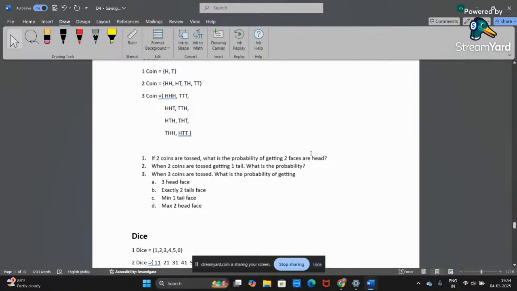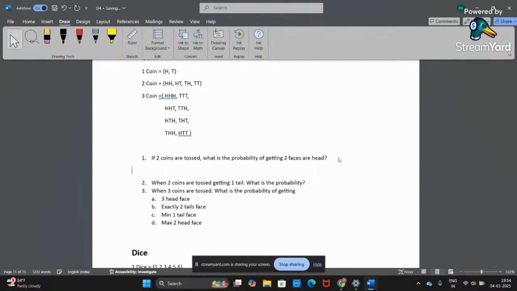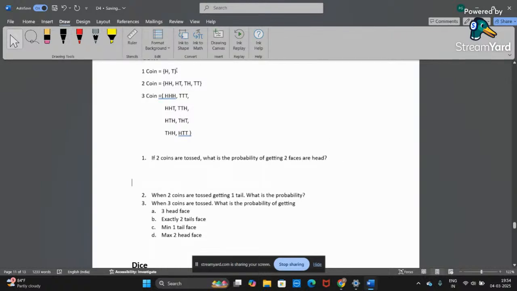Okay, let's solve the problem on this. When 1 coin is tossed, we have two possible outcomes. When 2 coins are tossed, then it's 4 ways, and when 3 coins are tossed, it's 8 ways we're getting. Okay, when 2 coins are tossed, what is the probability of getting 2 heads?